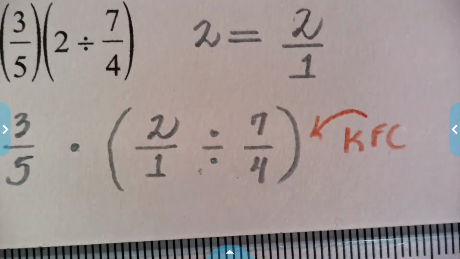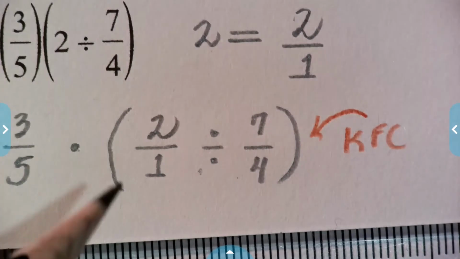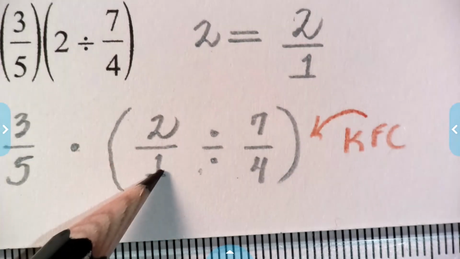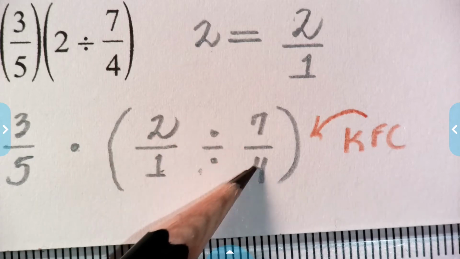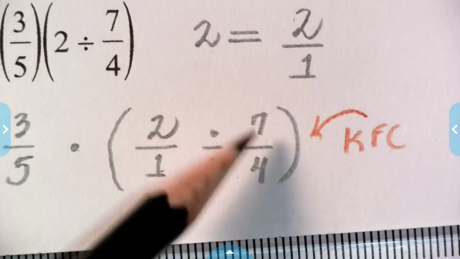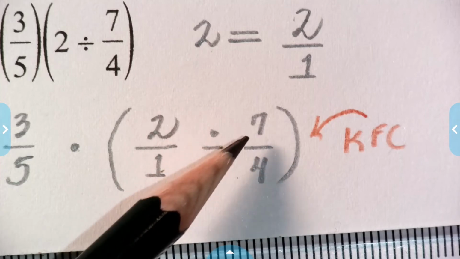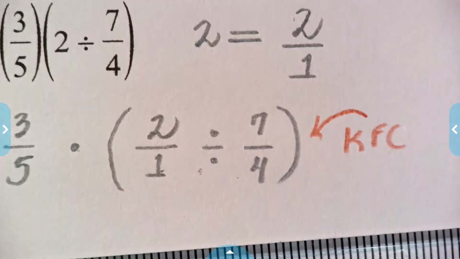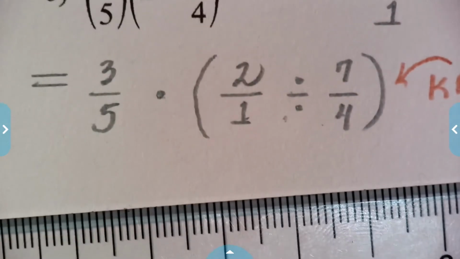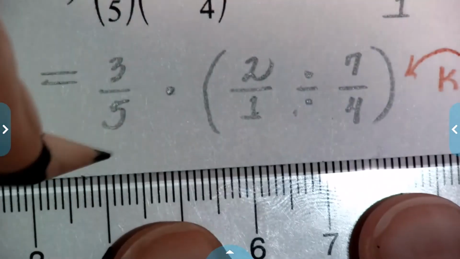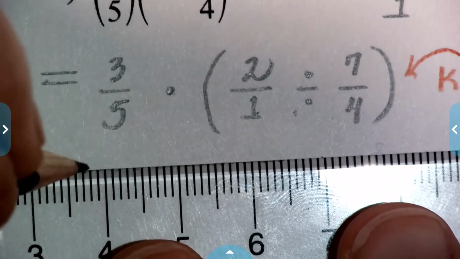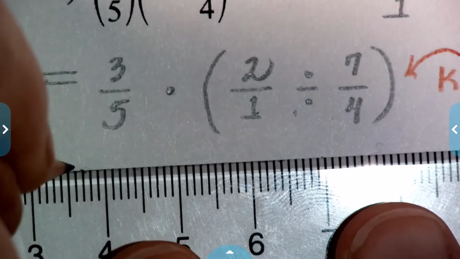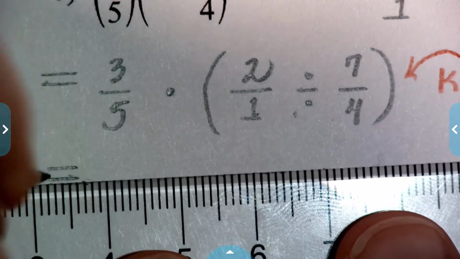And then KFC is what the kids say today. And what that means is keep the first fraction, flip the second fraction. Notice that flipping is just another way of saying invert or take the reciprocal. And then change the symbol from division to multiplication. Invert and multiply, multiply by the reciprocal, keep, flip, change. They're all identical ways of saying the same thing. We're going to flip the 7/4 over upside down and make it 4/7 and then change the division to a multiplication symbol. So we're going to go ahead and put an equal sign here.